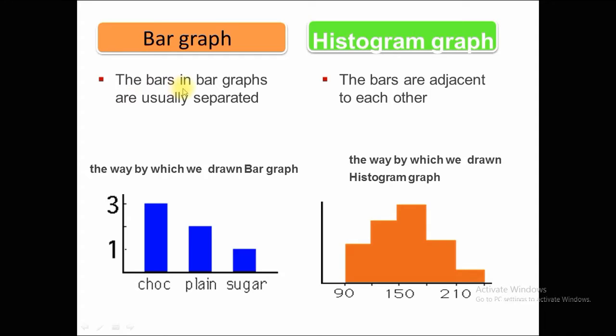The bars in bar graphs are usually separated. This is the way of a bar graph. In bar graphs, bars are separated, and in histogram graphs, bars are adjacent to each other. So this is the main difference between the bar graph and the histogram graph.